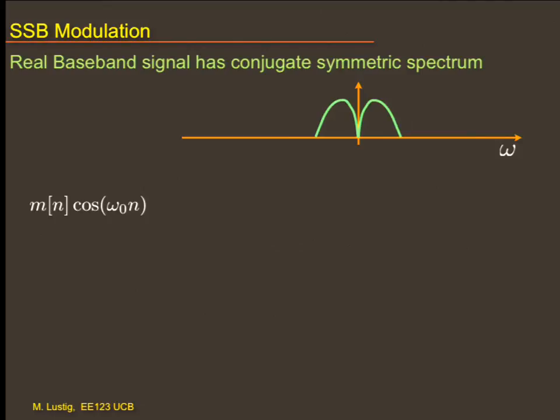Now if you look at voice signals, for example, our voice represents pressure, right? Air pressure. It is a real component. If I record my voice, I'm not going to record complex values, right? I'm going to record real values of that pressure versus time. Hence, its spectrum is conjugate symmetric, right?